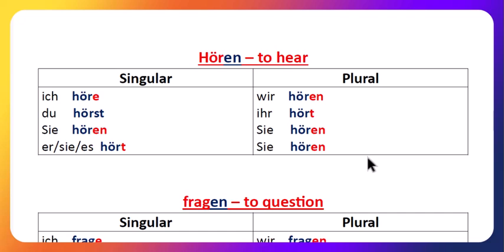Hören, with the umlaut. Hearing, only the pronunciation. Ich höre. Du hörst. Er, sie, es hört. Wir hören. Ihr hört. Sie hören.